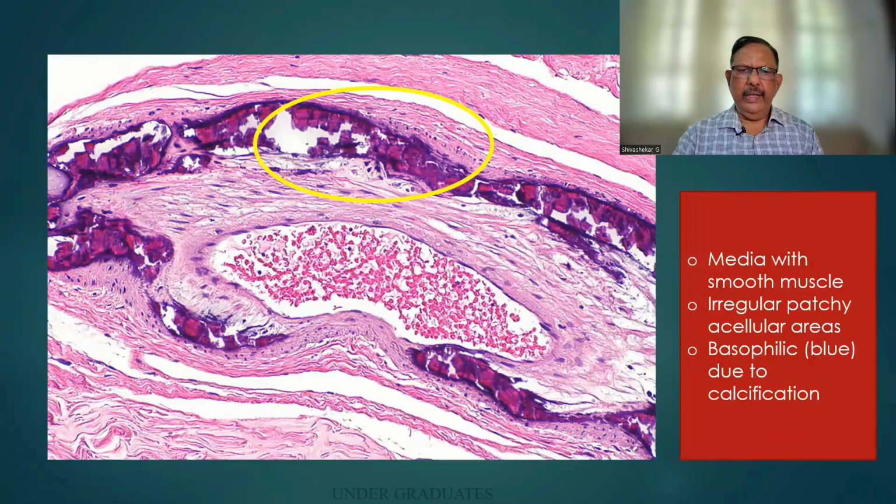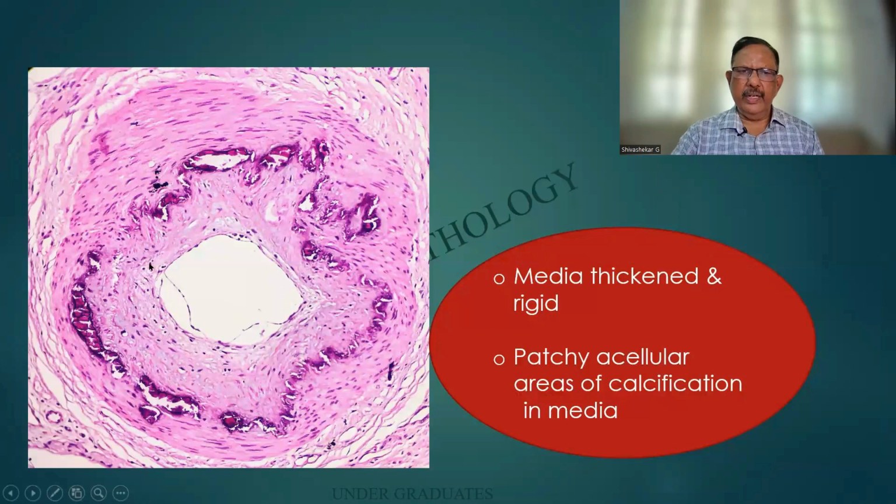What do I see in this again? It is a higher magnification of the same. I am able to see the endothelium, the media with the smooth muscle, which is having irregular patches of basophilic or blue material. Basophilic means blue due to calcification. That is what the circle or ovoid envelope indicates. Now, this is another blood vessel in which the media is thickened and it is rigid. These are all patchy areas of calcification in the media.